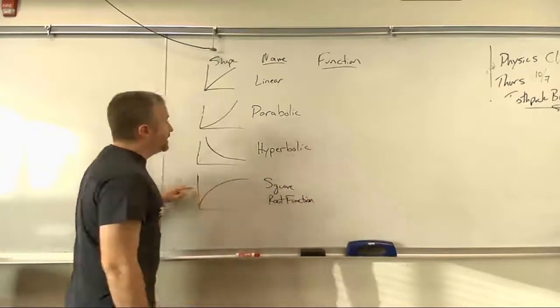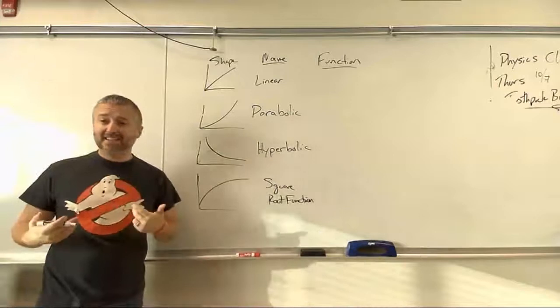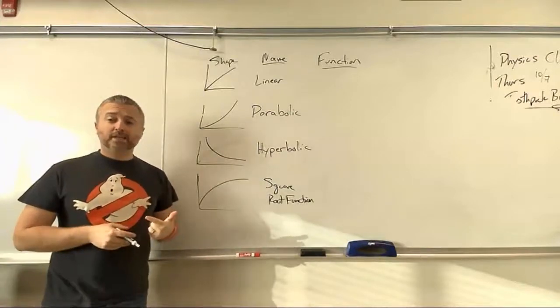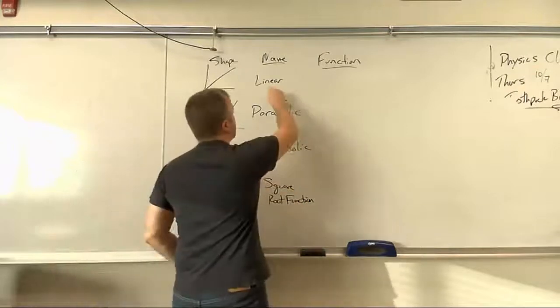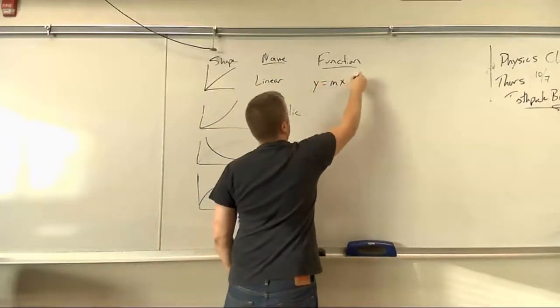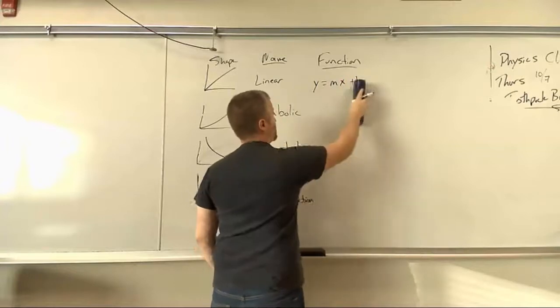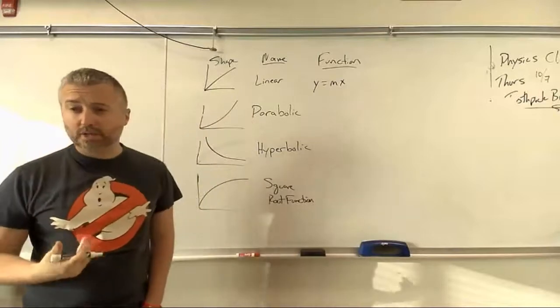Now, if they make any of these particular shapes and they have these particular names, a nice thing that goes hand in hand with that is they have a very particular function. For linear, you are used to y equals mx plus b. We are actually in here not even going to worry about the b. We're just going to say y equals mx.